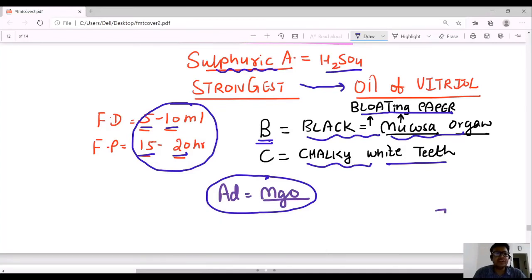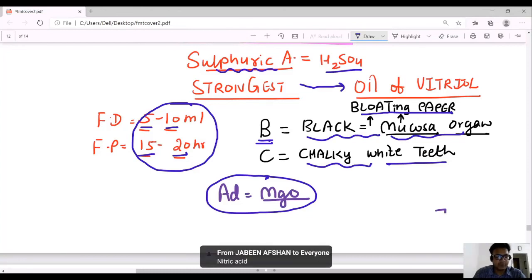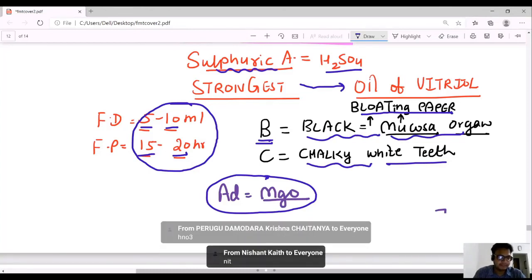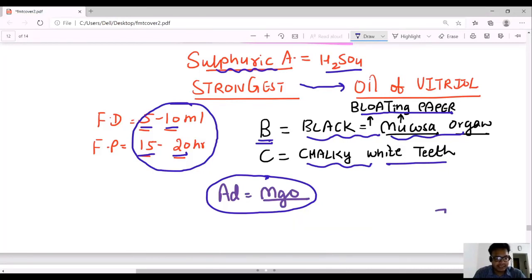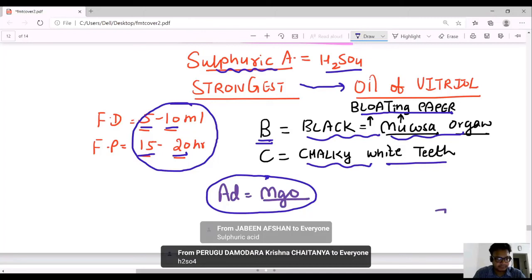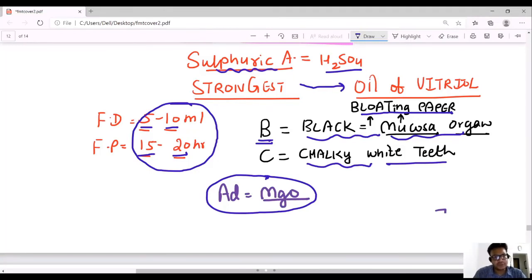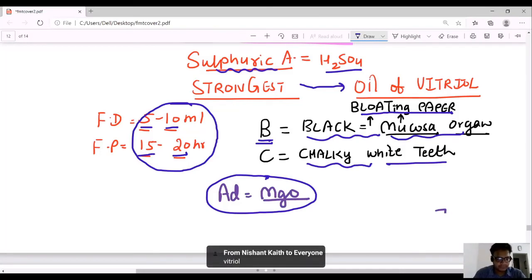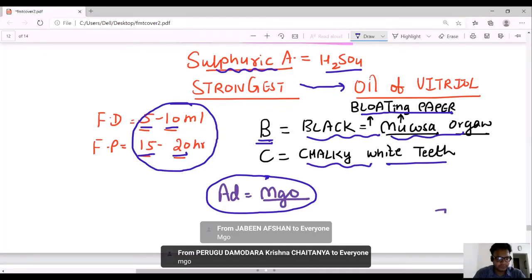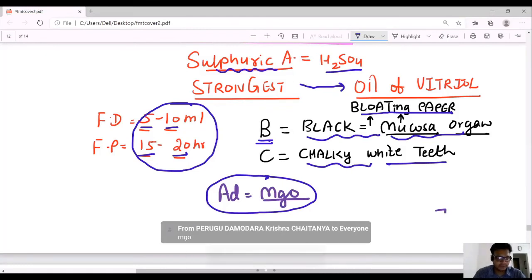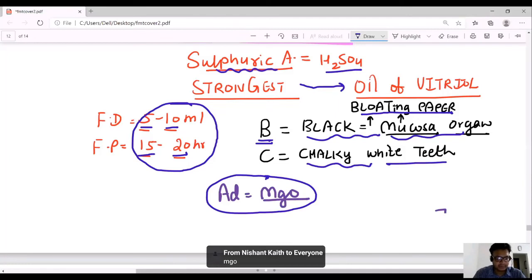Very good. Which is known as aqua fortis? Blotting paper appearance is seen in which one? Which mucosa has blotting paper appearance? Yes, it is H2SO4, sulfuric acid. What is the antidote for H2SO4? Magnesium oxide. Very good. Magnesium oxide is the antidote.